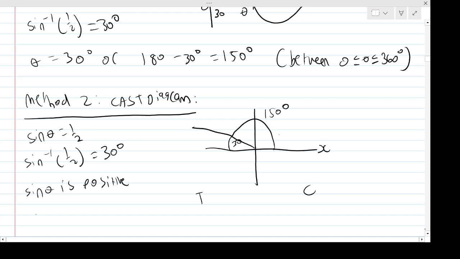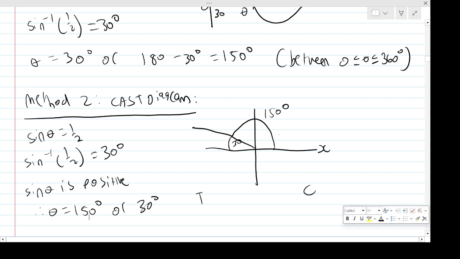So that's my other angle, right? Sine is positive, so therefore theta is 150 as well. So it could be 150 or 30, right? It could be 30, the first solution, or 150. That's how we can get the other solution using the CAST diagram. And then to get more solutions, we'd have to add 360 or take them away from these two values.